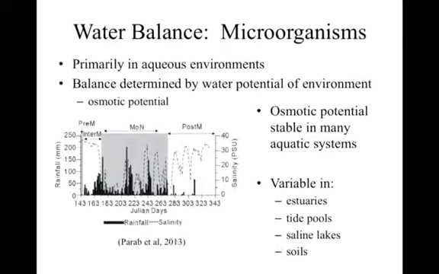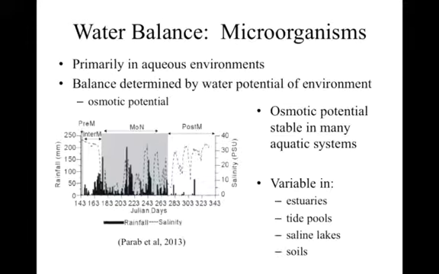Same thing in saline lakes. Depending on the rainwater that's coming in and the evaporation that's coming out, you may have variation in your salinity, and so variation in your osmotic potential. And then the cell needs to deal with that change in saltiness of the water around it, because the cell doesn't necessarily want to change in terms of how much salt is in it.